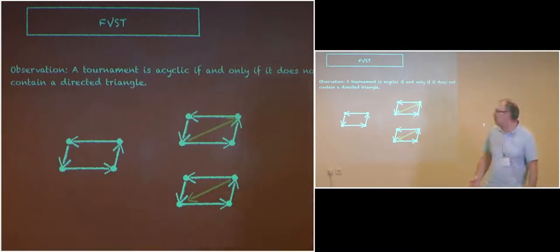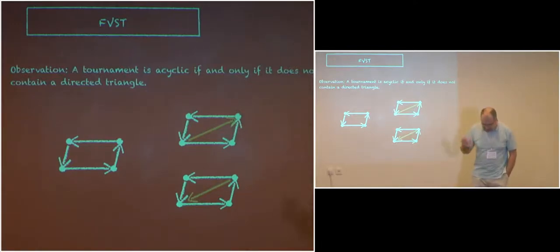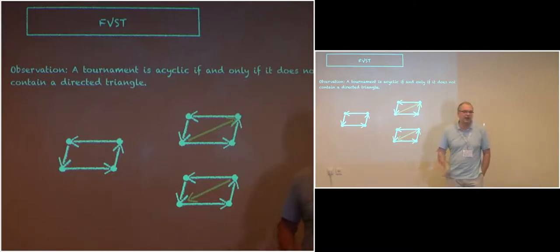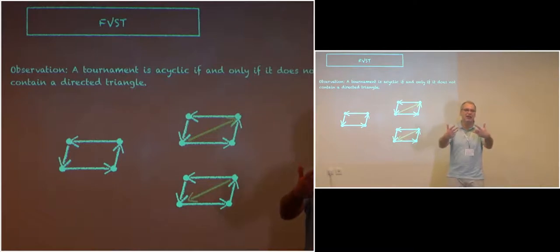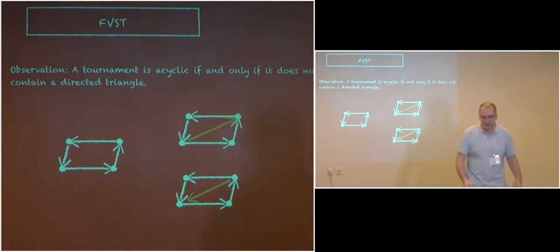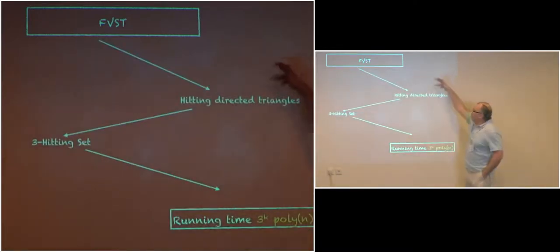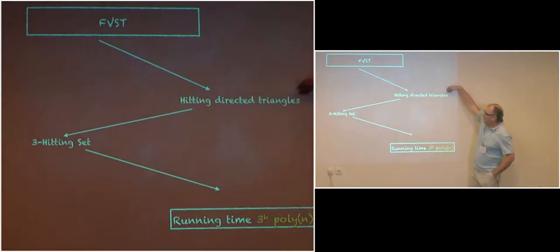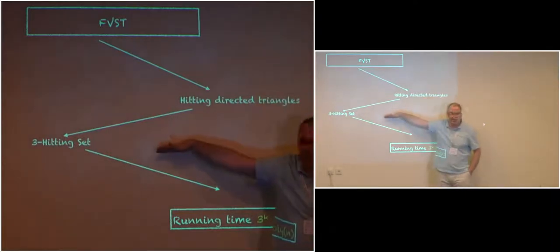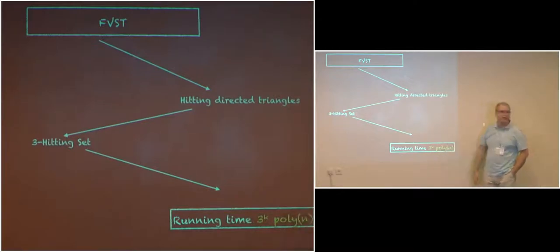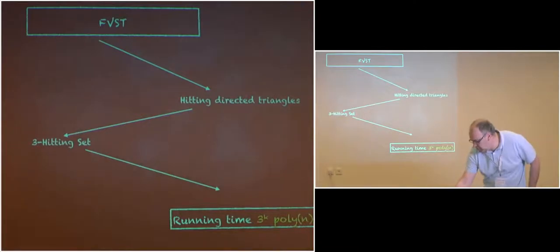So this means that a feedback vertex set in a tournament is exactly a triangle hitting set. Now, if I view every triangle as an instance of the 3-hitting set problem, I have my 3 to the k algorithm again. So feedback vertex set is exactly the same as hitting directed triangles, directed triangles are the same as 3-hitting sets, and this gives me running time 3 to the k.